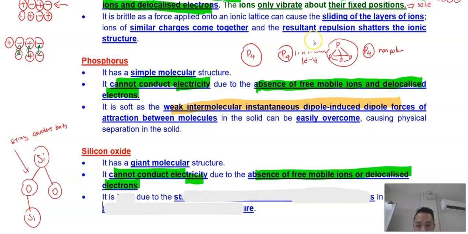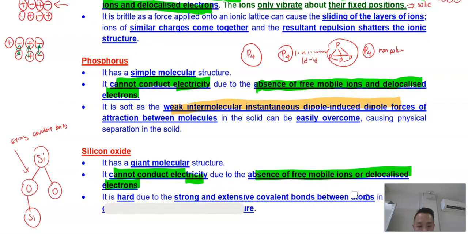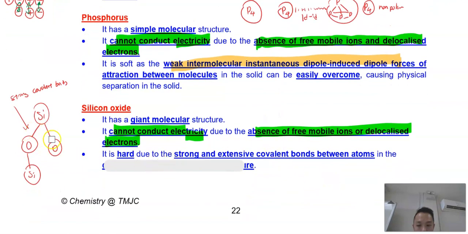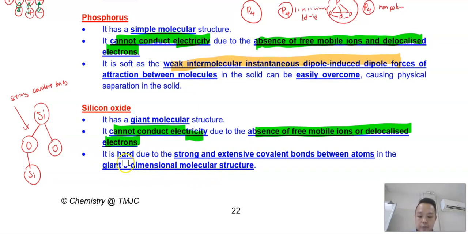Why is it hard? Because these strong covalent bonds require a lot of energy to overcome. You have strong and extensive covalent bonds in the giant molecular structure. Therefore, it requires a lot of energy to move the atoms in order to change the shape. It will not move that easily, and that's why the substance appears hard.